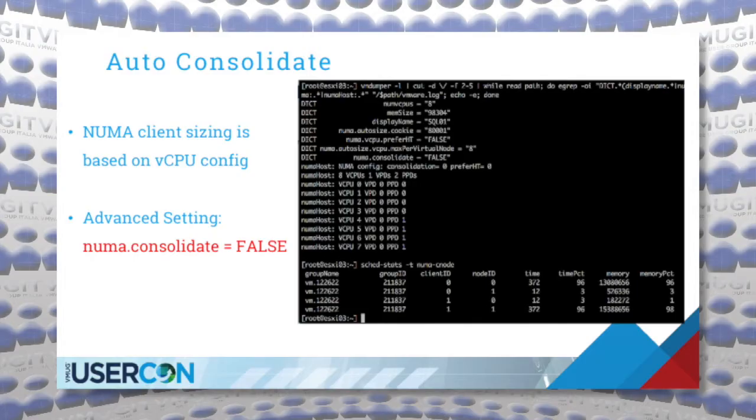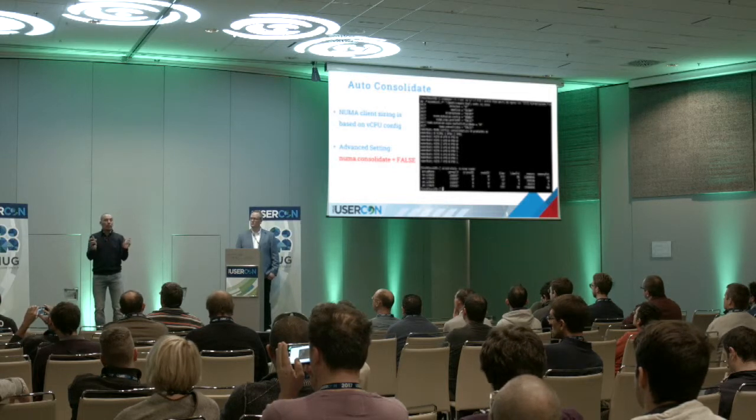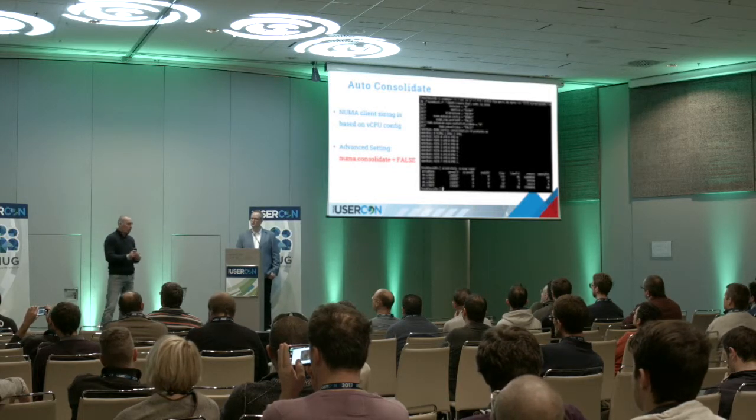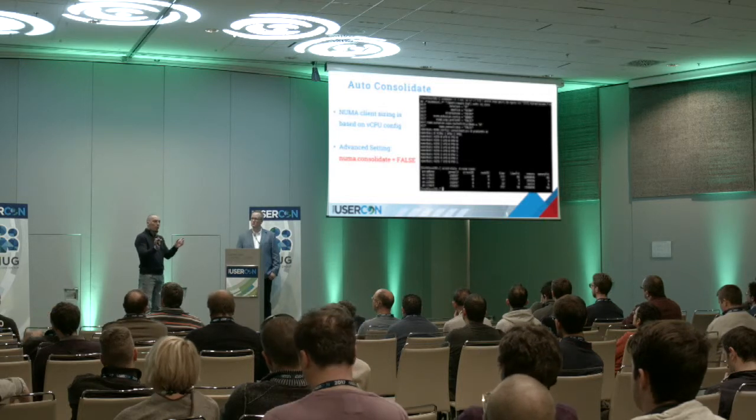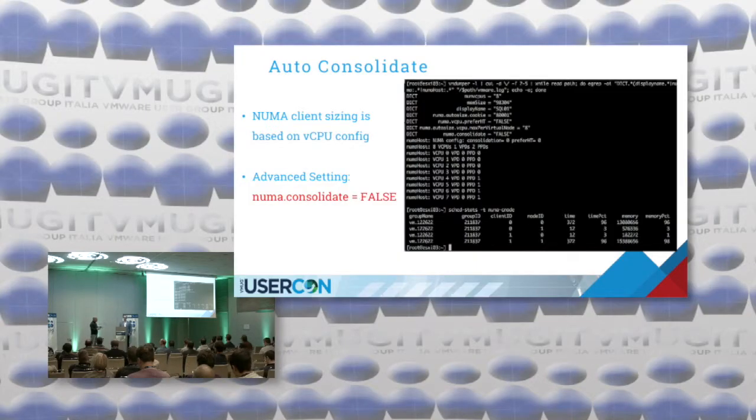So one of the things that you can do in this situation is to disable NUMA Consolidate. That allows the NUMA scheduler to start to divide up those vCPUs into 2 NUMA nodes. In that case, you will get a better balance. This is not always guaranteed, but it allows you to optimize a little bit better. This is something you should test in your lab first before you start to use this in your production environment. That's the reason why it's an advanced setting. We typically don't want you to use it by default.